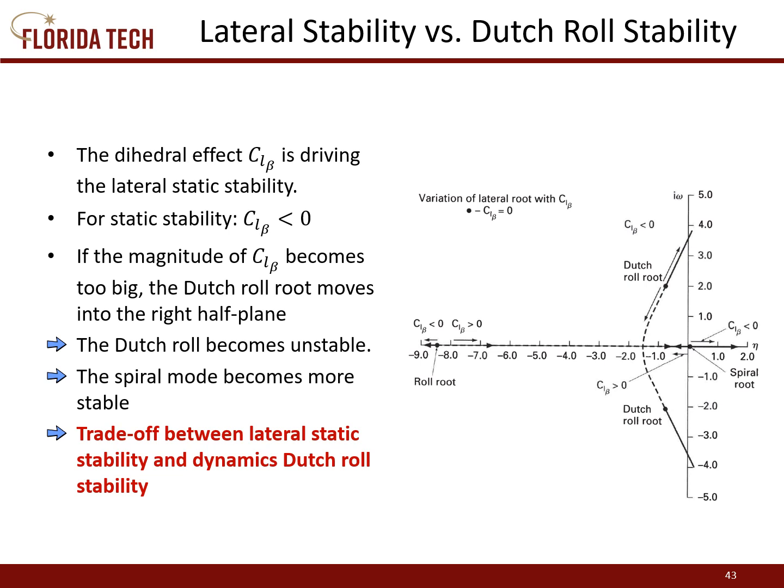Let's look at the classical engineering trade-off of lateral stability versus Dutch roll stability. So we know that dihedral effect CL beta is driving the lateral static stability, and we need that to be negative. But if the magnitude of CL beta becomes too big, the Dutch roll root moves into the right half plane. So that means the Dutch roll mode becomes unstable. The spiral mode, however, is becoming more stable. So now we have a trade-off between lateral static stability and dynamic Dutch roll stability.